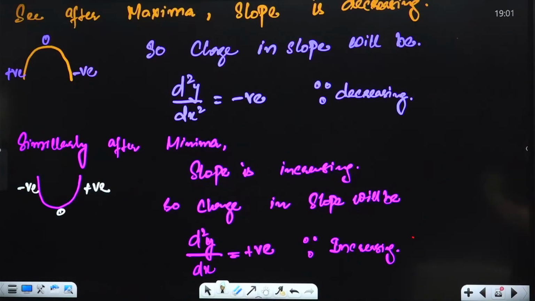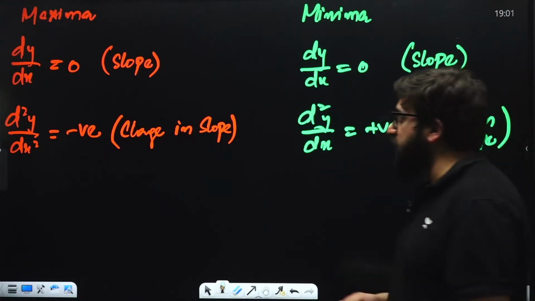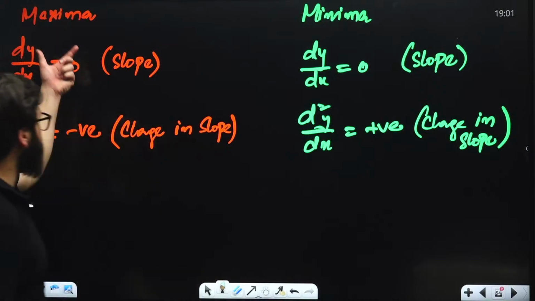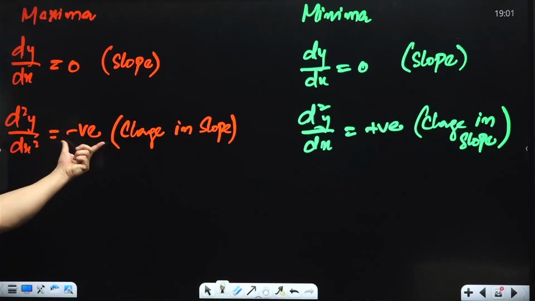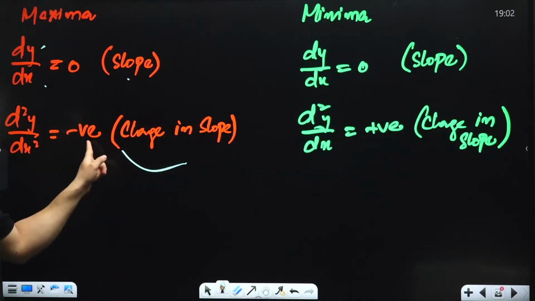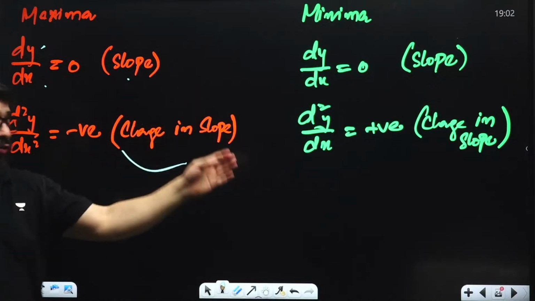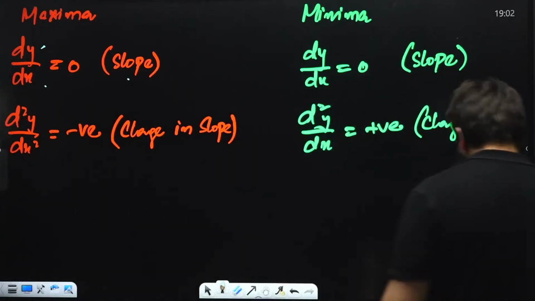Let me show you with an example. Here it is mentioned, for maxima dy by dx is equal to 0, and d2y by dx2 has to be negative, meaning change in slope. dy by dx is slope, d2y by dx2 is change in slope, double slope. It has to be negative.